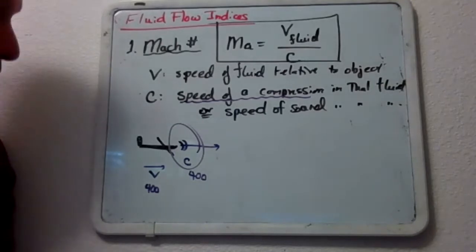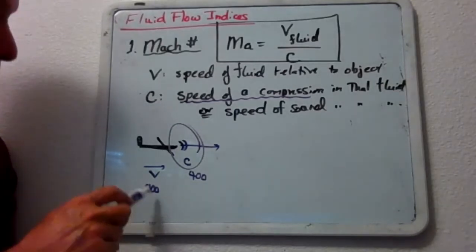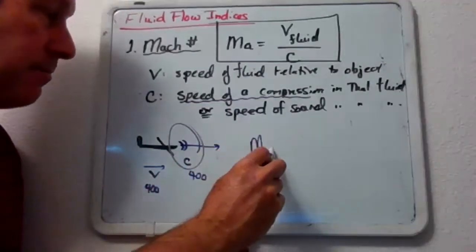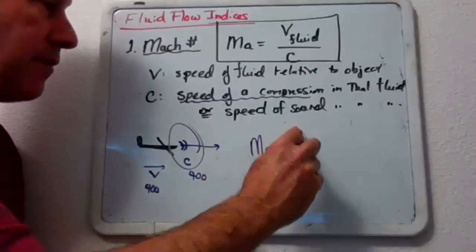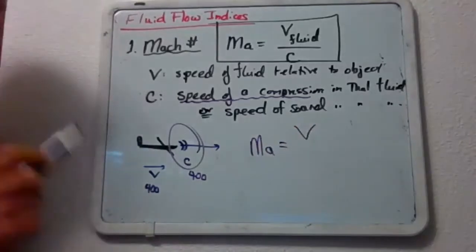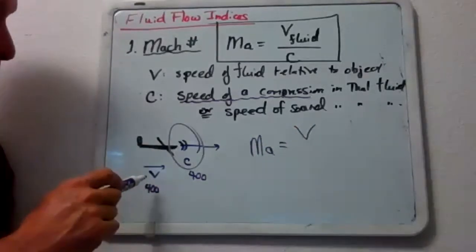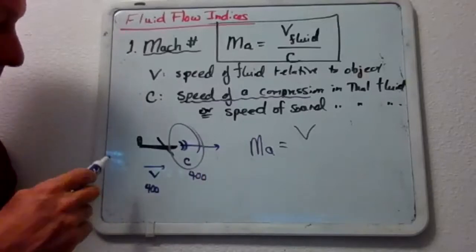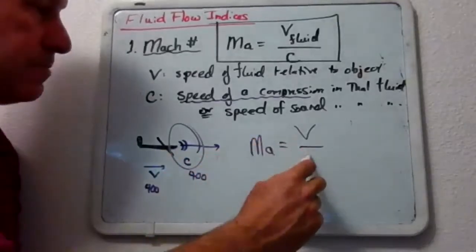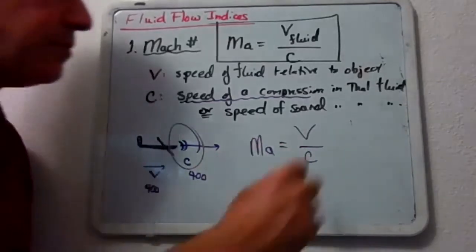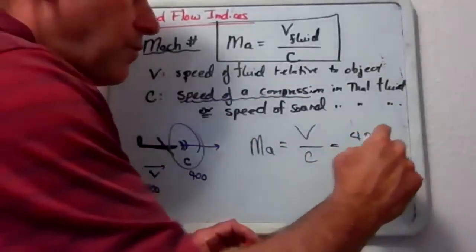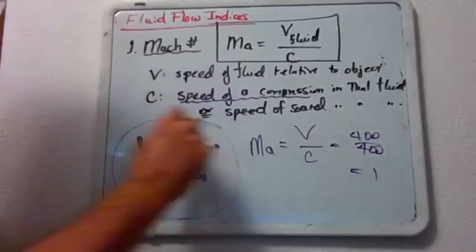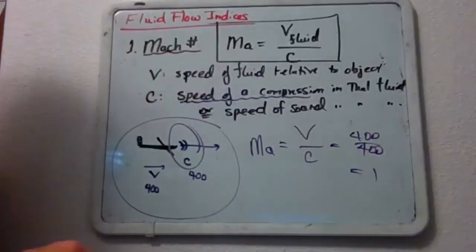We would say in this case that the Mach number for this flight, again just trying to give you some ideas, the Mach number is the speed of our object relative to the fluid, or the fluid relative to the object. Those are the same things, it's a magnitude. So this over the speed of a compression in that fluid, and so this would be 400 over 400, and that number is 1. And so we would say that this plane is flying at Mach 1.